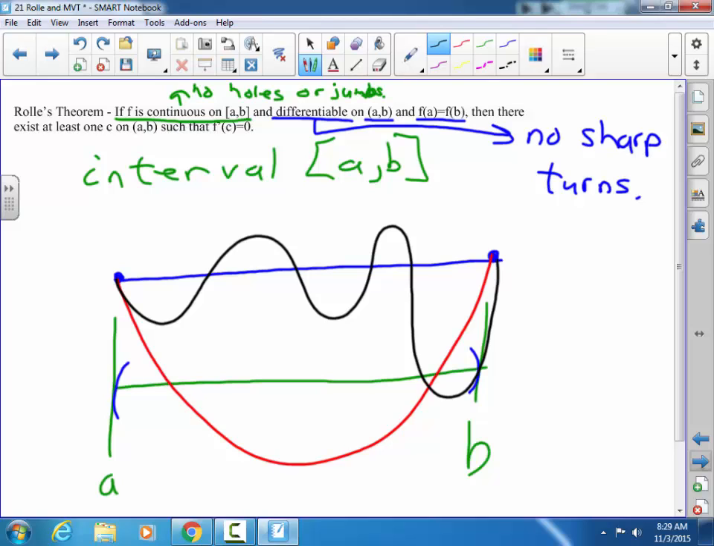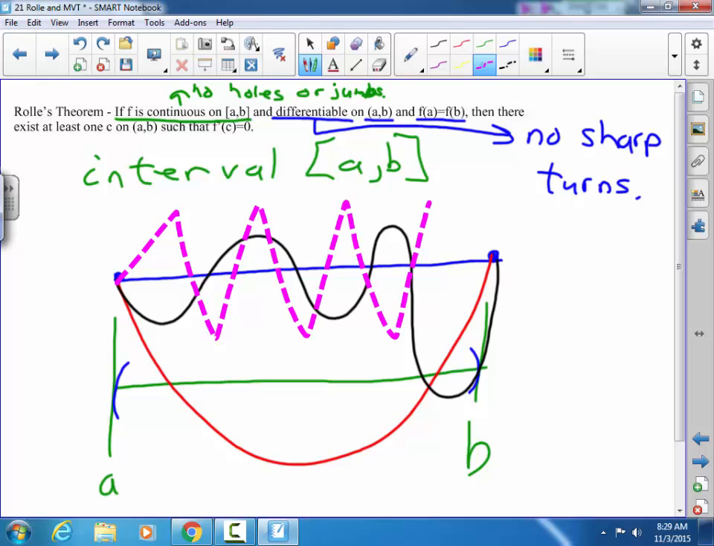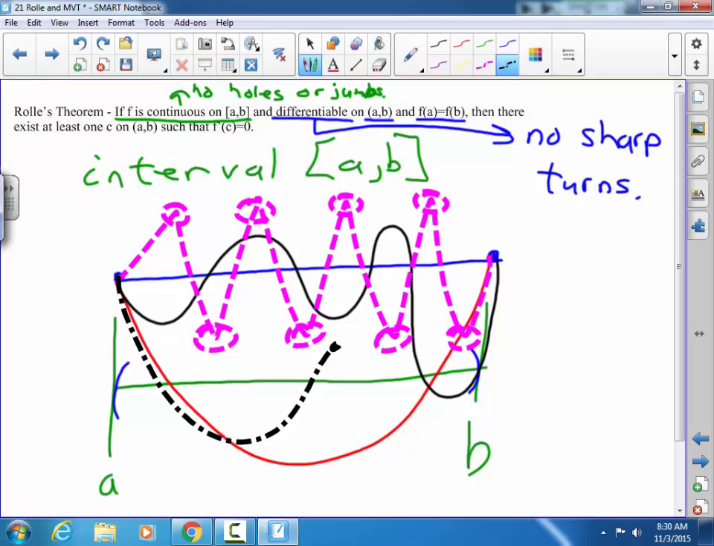What do we know it doesn't look like? It doesn't look jagged. It's not going to do something like this, or something like that. How do we know it doesn't do that? That's right, we can't differentiate this. We can't find the derivative at these corners, so we know it's not differentiable. We also know it's not going to do this, because that's not continuous.